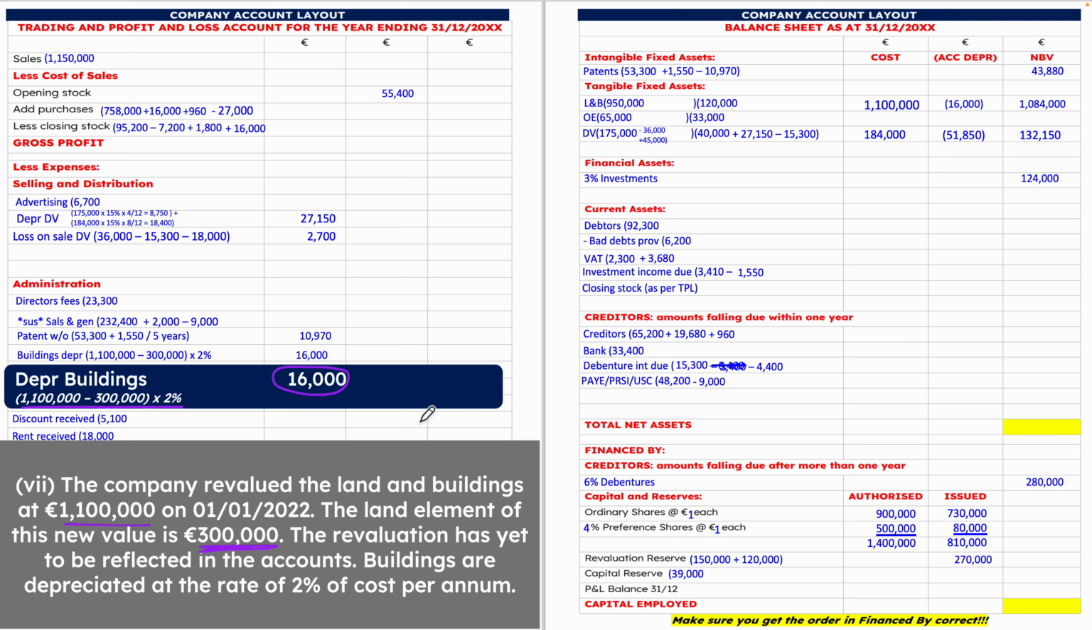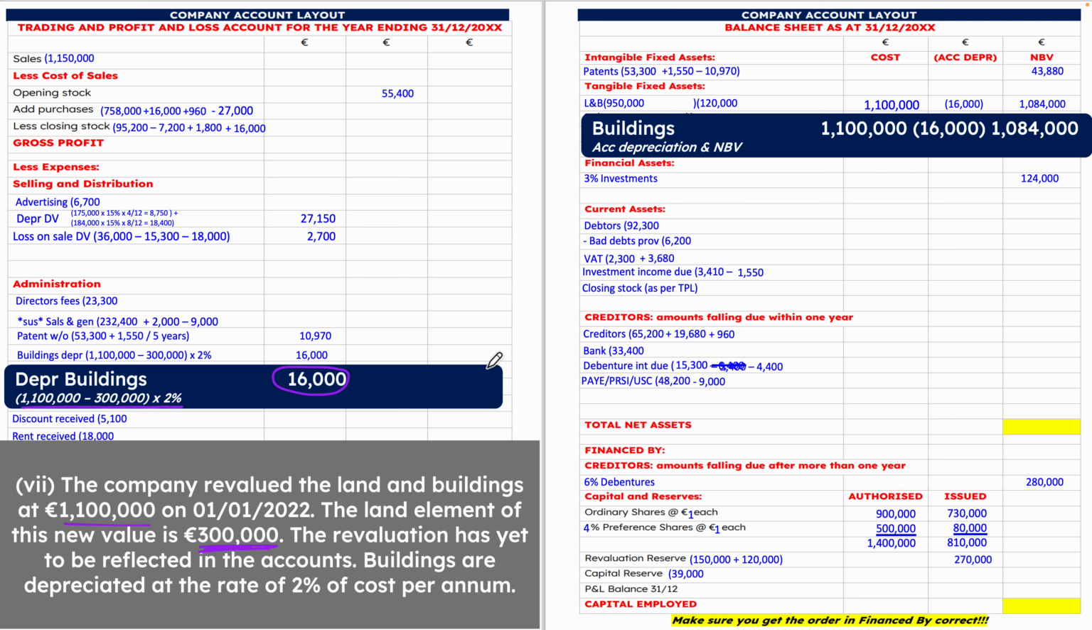Now, that 16,000 is going to be going up in the accumulated depreciation because we revalued at 1.1 million at the start of the year. So we rewound to the start and started at 1.1 million, and now the depreciation is 16,000, and then the net book value is 1,084 altogether.